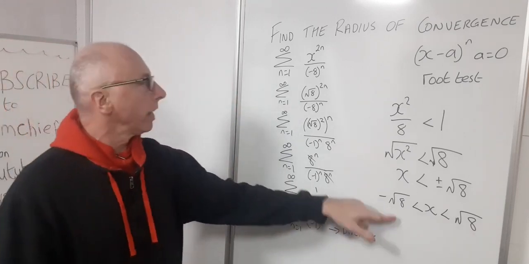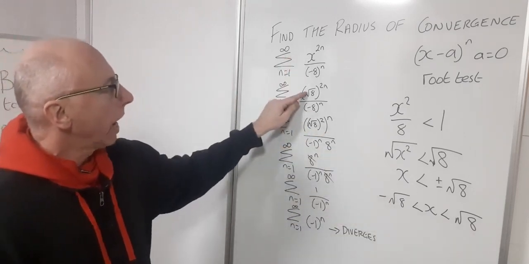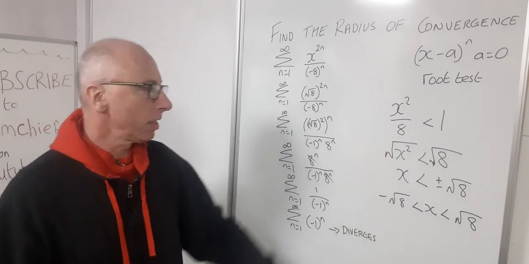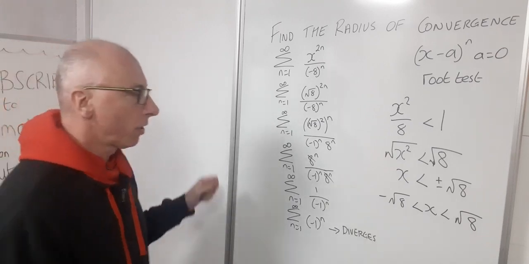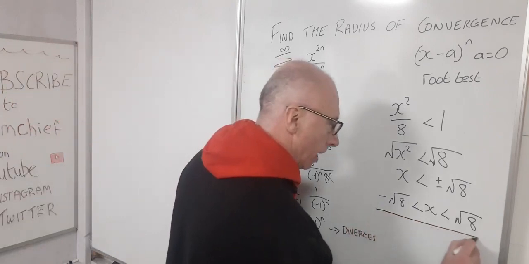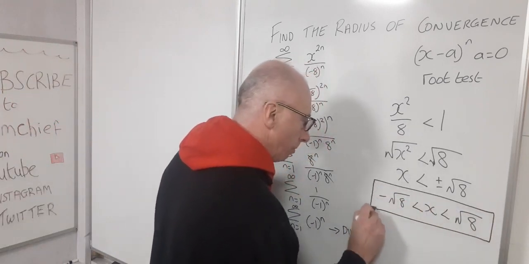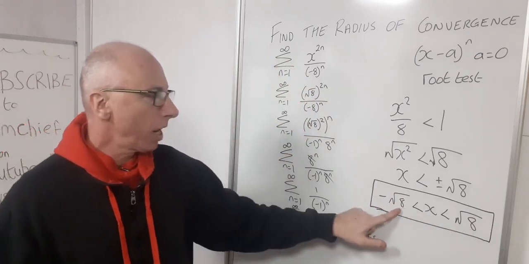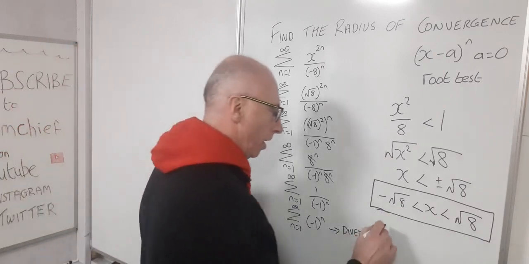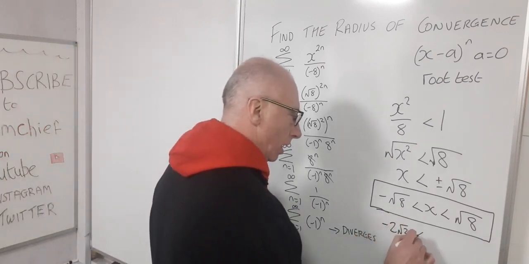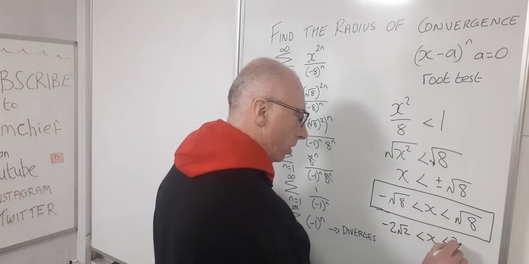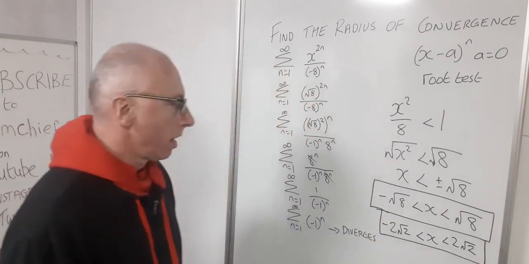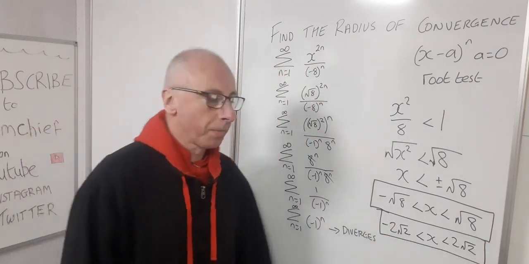Now minus square root of 8, if we plug that in here, as we're squaring it, we'll still get the same answer as we did for the right-hand side of this inequality. So having checked the endpoints, we know they're not included. So x is between minus square root of 8 and square root of 8. We could also simplify that to minus 2 root 2 is less than x, which is less than 2 root 2. So that is our interval of convergence. Okay.